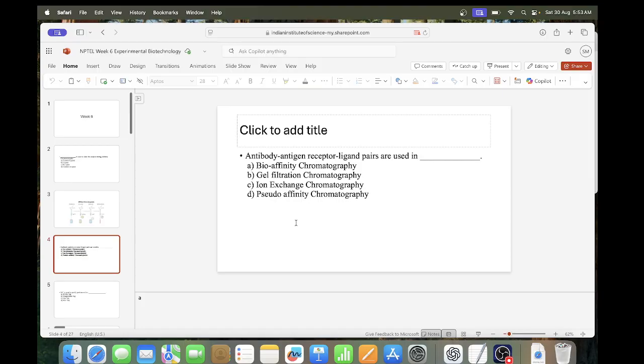Whereas ion exchange depends on the surface properties of the protein at a particular pH. So, depending on the pH of the protein and the pH of the buffer, the protein can either adopt a net positive charge or a net negative charge. So, we use cation exchange and anion exchange. Right.